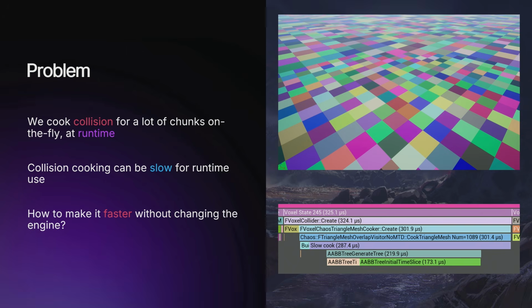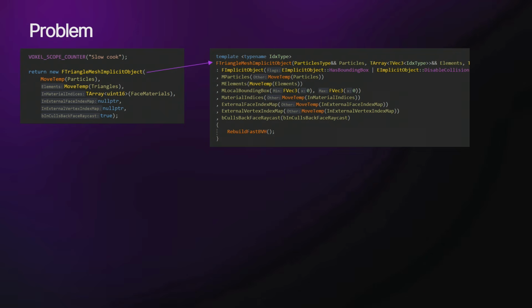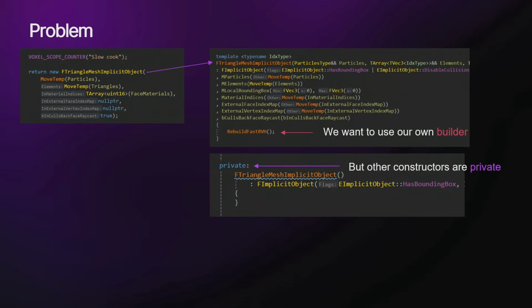So how do we make this faster without changing the engine? The way we do cooking is we use this Chaos object, which is called triangle mesh implicit object. And we just use the default constructor. What that constructor does is a BVH tree rebuild over there. And what we would like to do is replace this code with some custom code on our side. Sadly, if we look around, we can see that all of the other constructors are fully private, meaning we have no way to construct that object with some custom code that we made.